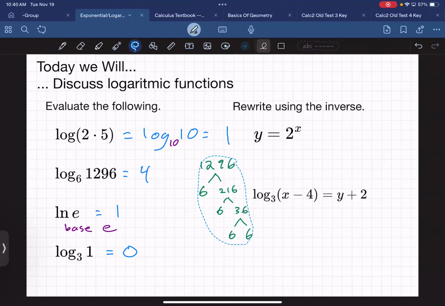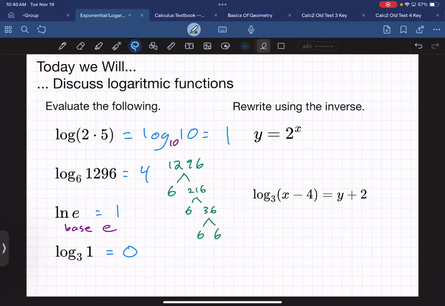Now what you're going to find today is we need to expand upon that a little bit, and it's very important that we do. All right, these are great as far as just some quick ones, just making sure we get familiar with these things.